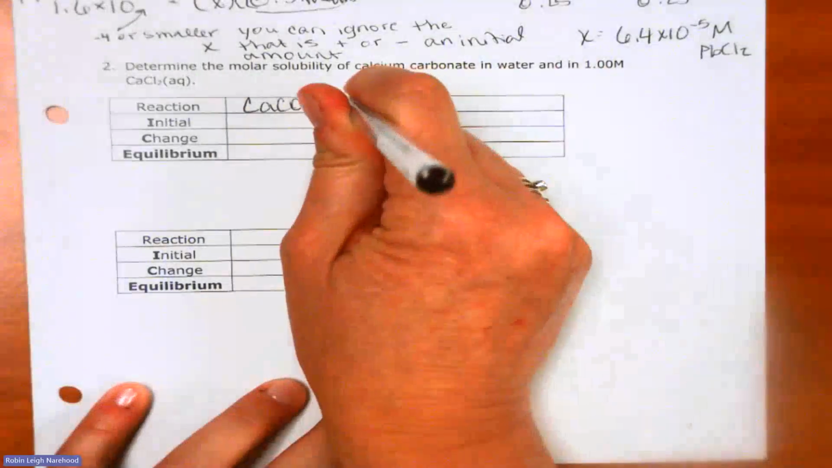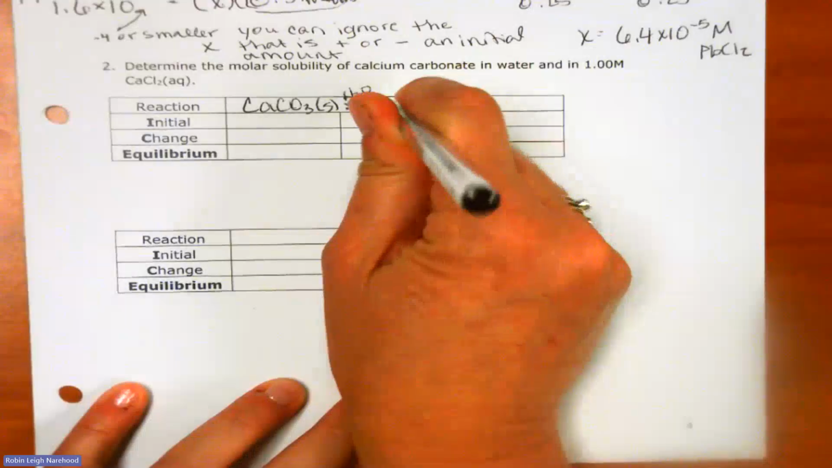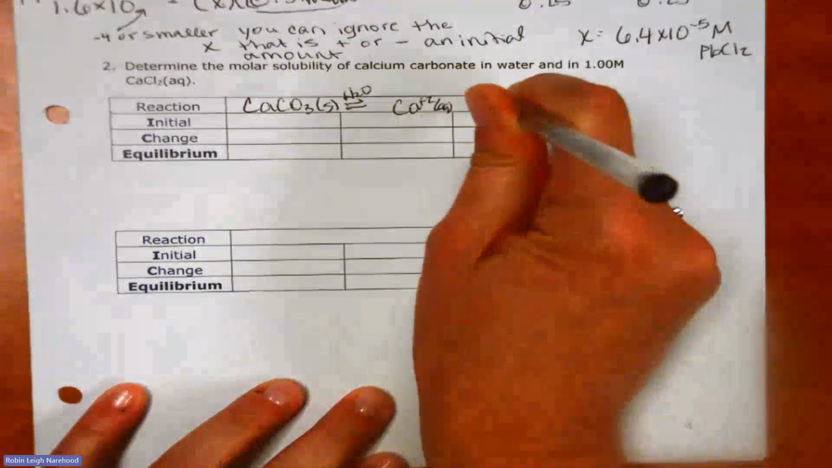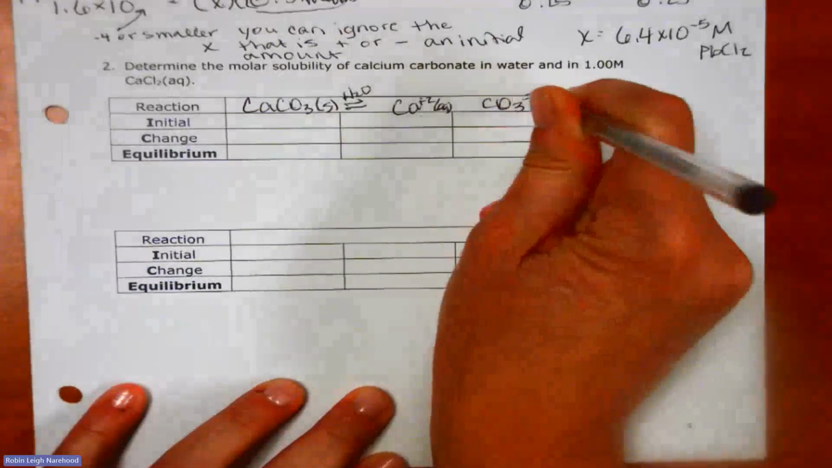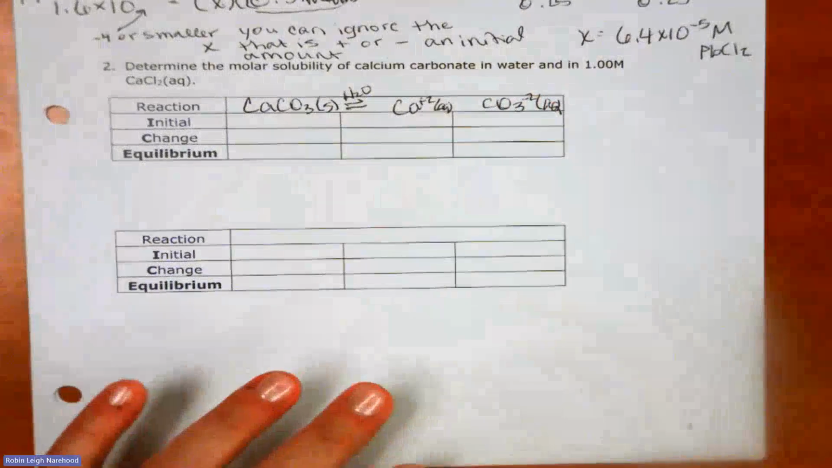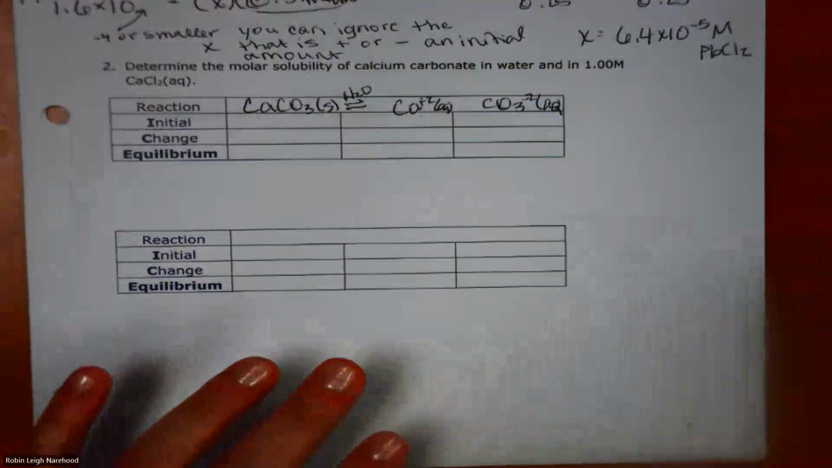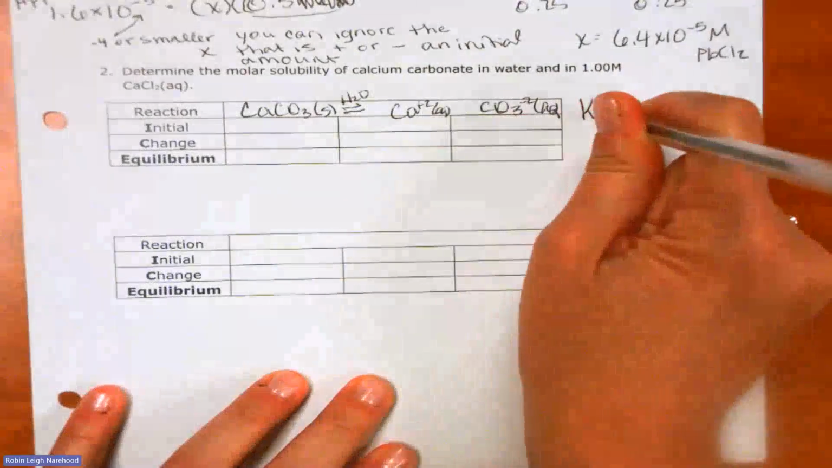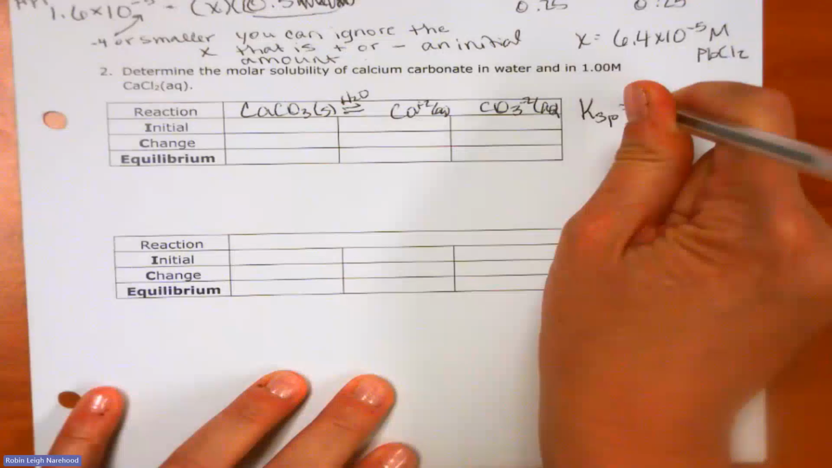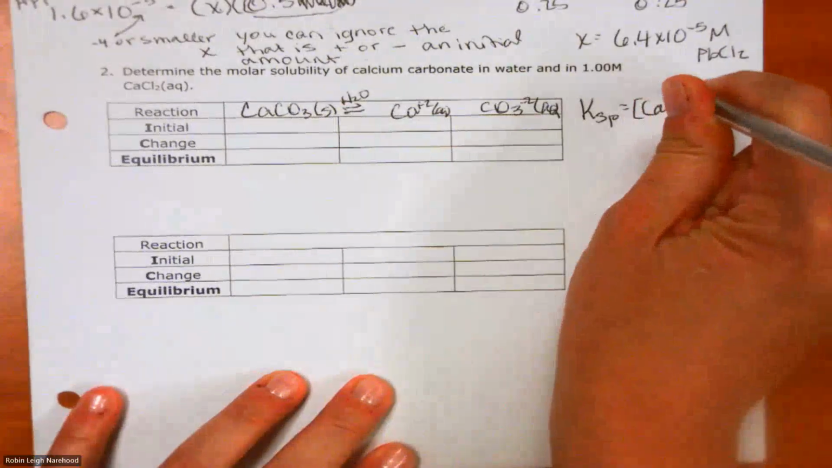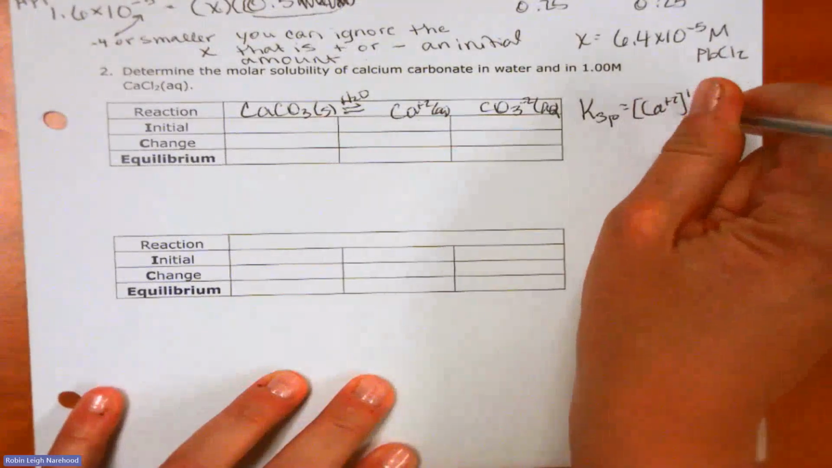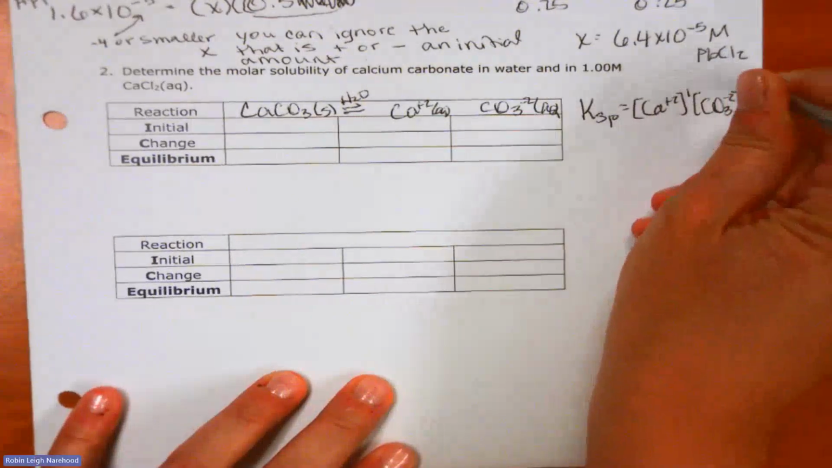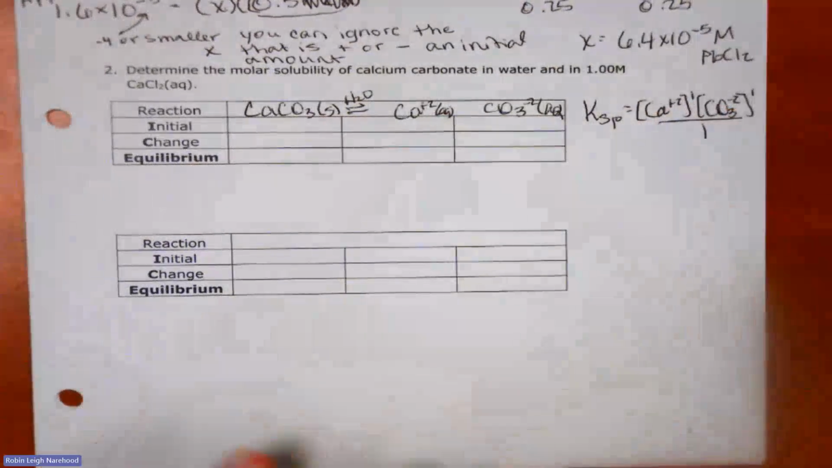And when it dissolves in water, it creates calcium ions and carbonate ions in a 1-to-1 ratio. And so that would mean that the Ksp expression would be the concentration of calcium ions to the first times carbonate to the first over 1.